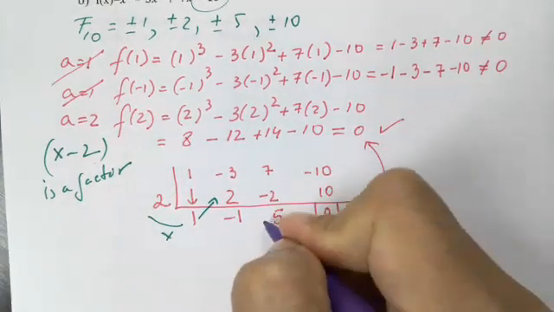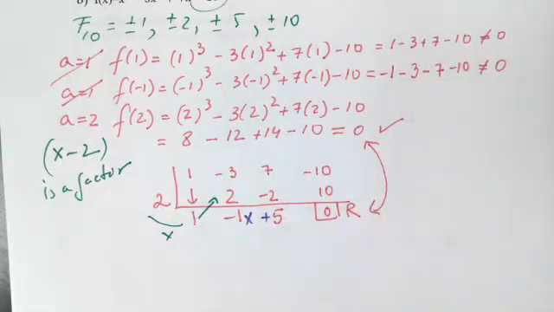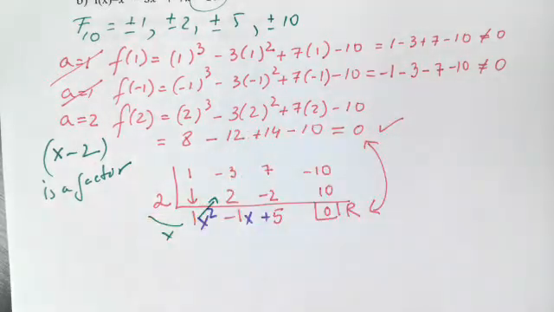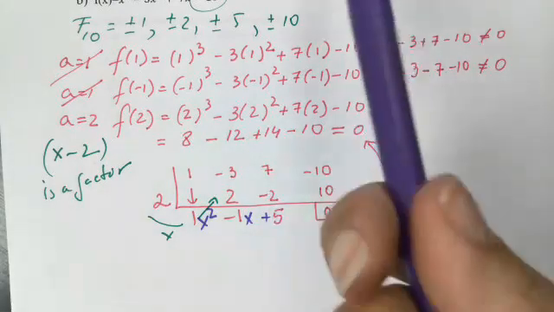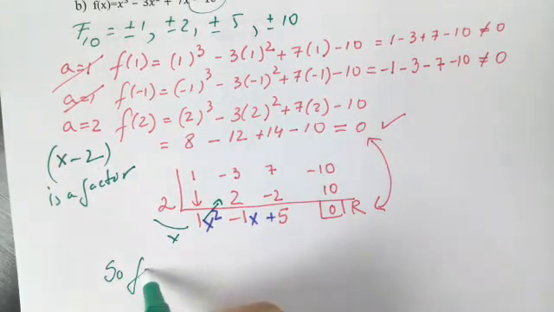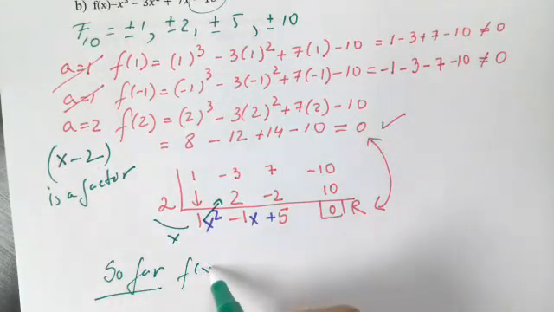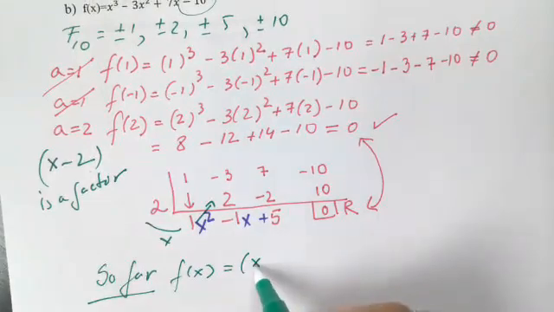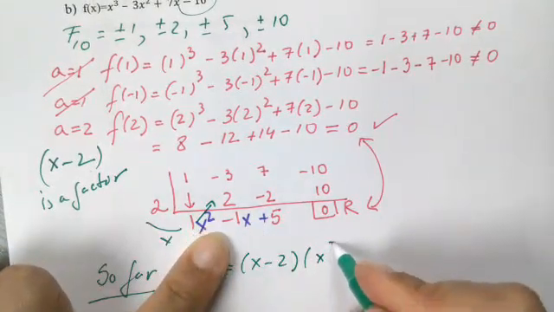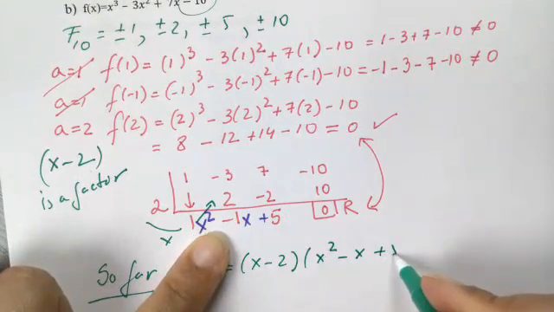Free term, middle term is -1x, and then x squared. This is also a quadratic, so that's why it's shorter, because once you reach the quadratic, you're not going to do this longer version. So far, f of x is the factor x minus 2, and the answer to that division, x squared minus x plus 5.